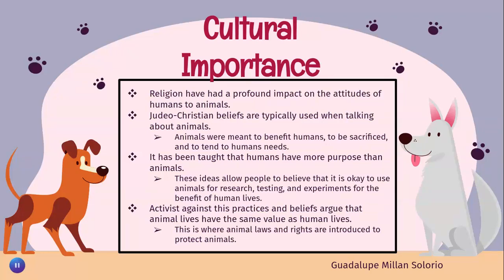Activists against this practice and beliefs argue that animal lives have the same value as human lives, and this is where animal laws and rights are introduced. They come to protect animals as much as possible from suffering and pain, and they also come to try to prevent them from going into testing, and to also prevent them from going into the inhumane conditions that they are kept in at the animal testing places.